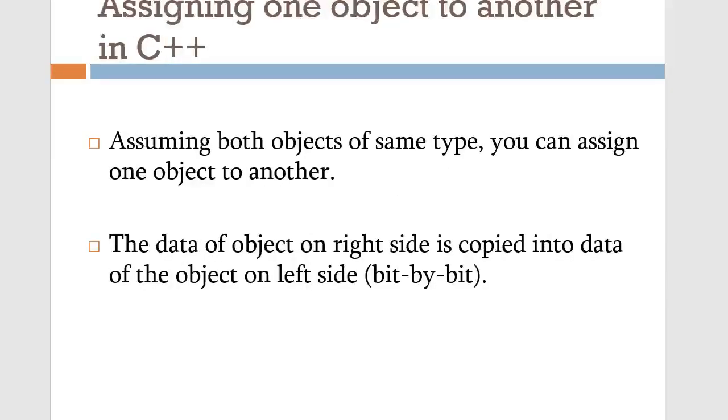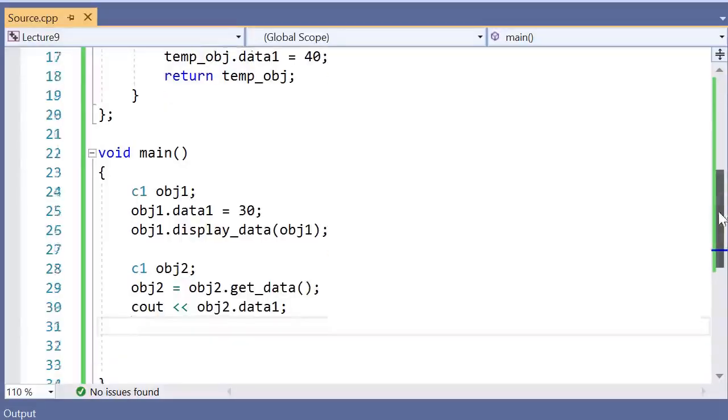Similar to passing and returning an object, we can assign one object to another object in C++. But for that, both objects must be of the same type. Then only that assignment is possible. Second point, the data of the object on the right side is copied onto the data of the object on the left side bit by bit. Let's see how this object assignment works.